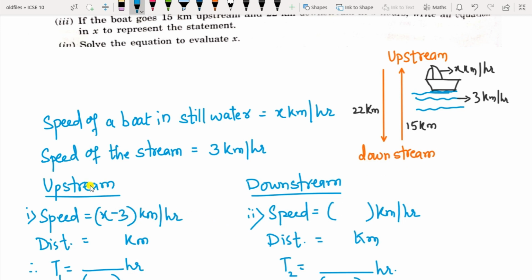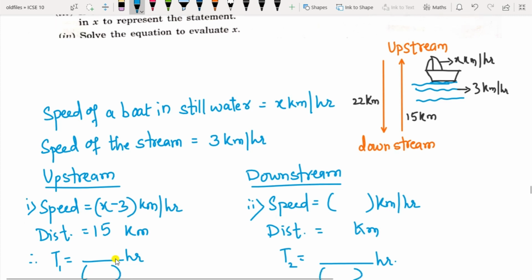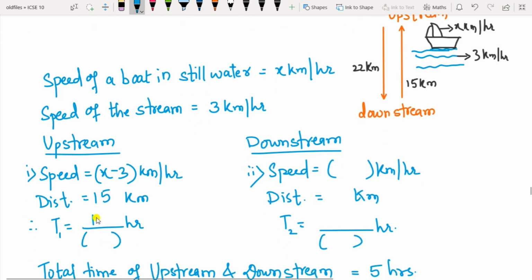Okay, that will be for upstream. Now while driving a bicycle up the hill, you know what strength you need. That means your speed is declined. Okay, so speed equal to x minus 3 kilometers per hour for upstream. Distance for upstream is 15 kilometers. So time t1 for upstream is 15 upon x minus 3, that is distance upon speed.